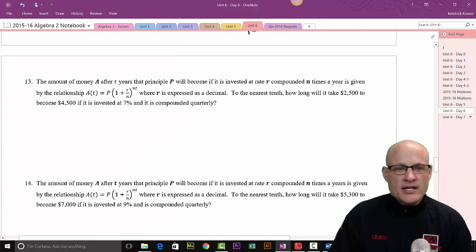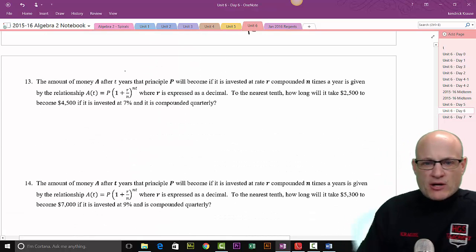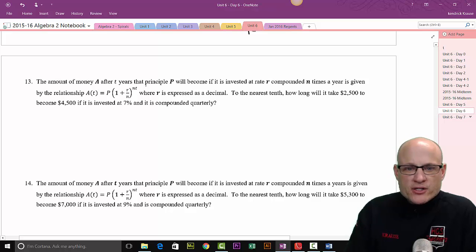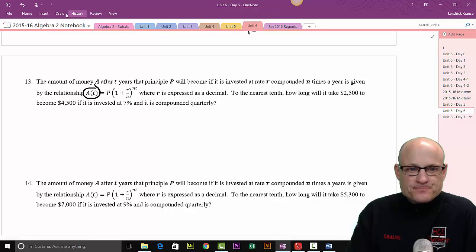Nope. The amount of money after, so now we're going to talk about compounding things. The amount of money A, so this is how much money we're going to have.